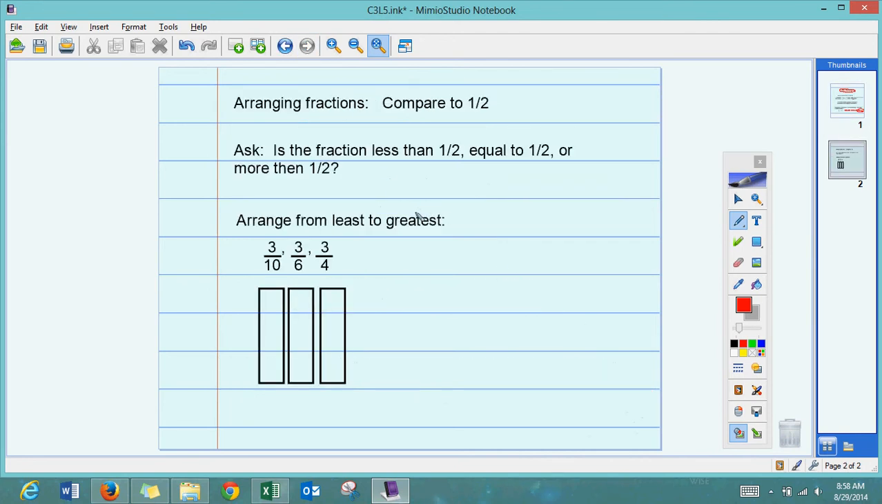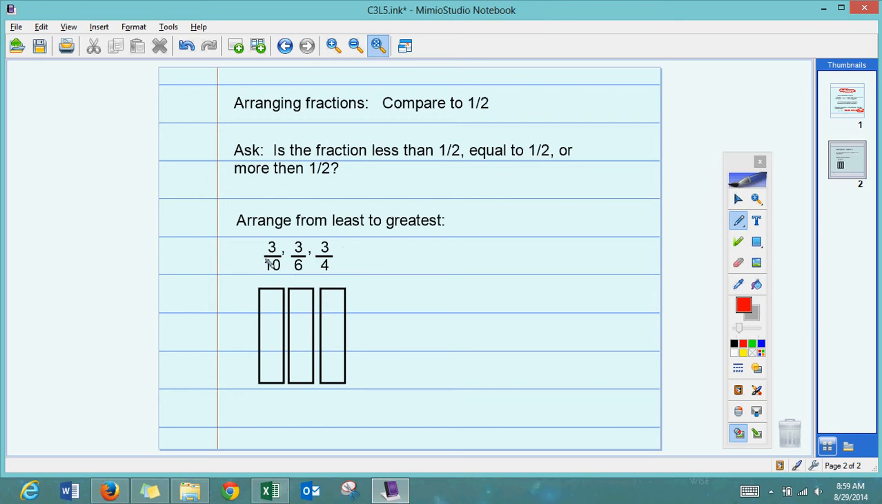Okay, now if we need to arrange fractions, one way that we can do it, and this is very early on, I know that you can get a common denominator, but a real quick way to do it is to compare the fraction to a half. So you ask yourself, is the fraction less than 1/2, equal to 1/2, or more than 1/2? Some of you might be able to do this real quick just by looking at it, but maybe you need to draw a picture.